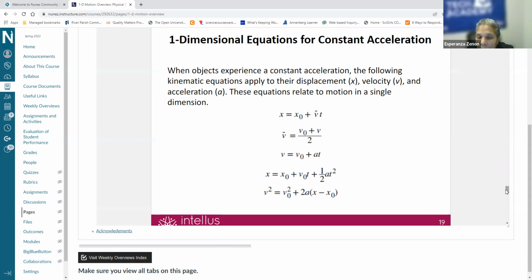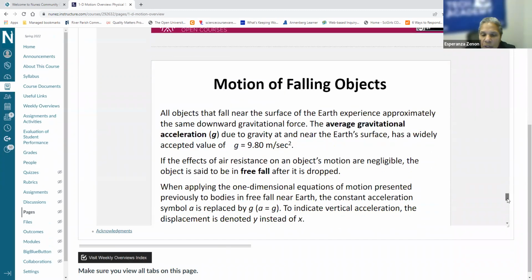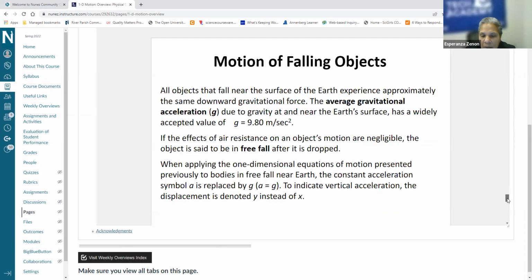When you want to analyze that motion, you can use these same equations, except replace x with y. So everywhere you see an x, put in a y, because we use y to specify vertical. And everywhere you see an a, replace it with minus g. Okay, so you can take those equations and transform them and utilize them to analyze free fall motion just by making those simple changes. Okay.